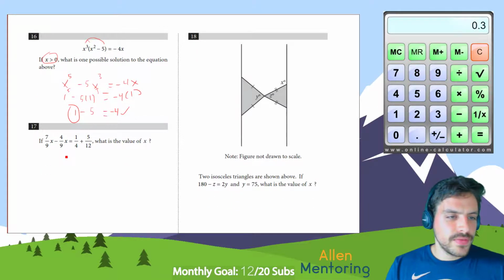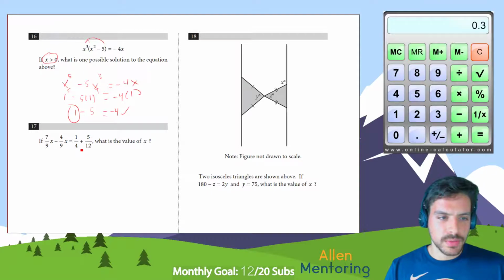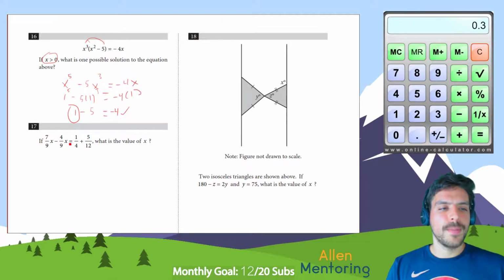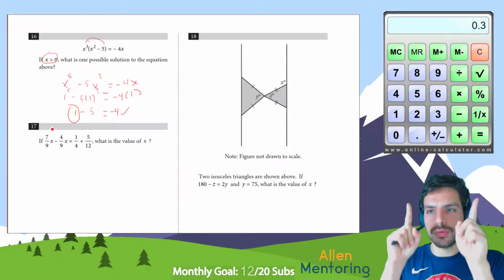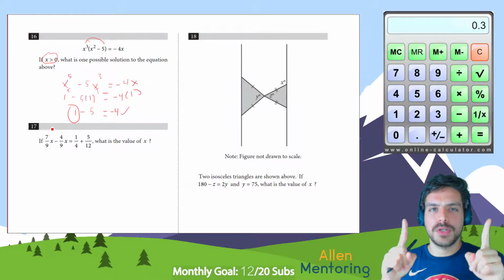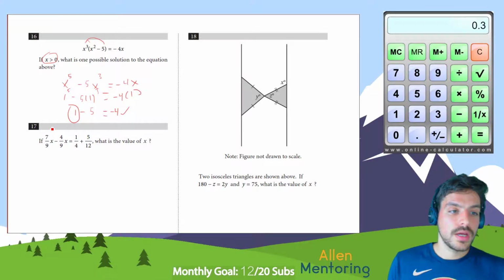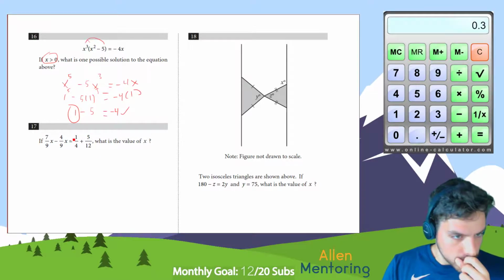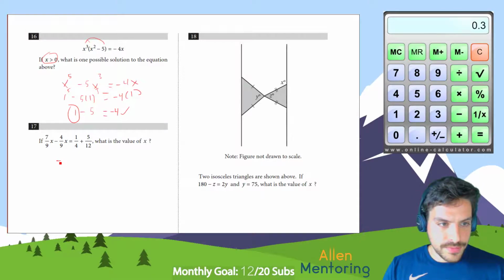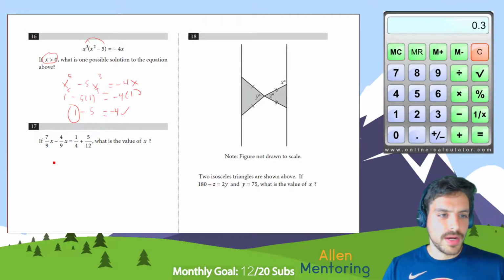Alrighty, if 7/9 x minus 4/9 x is equal to 1/4 plus 5/12, what is the value of x? So we probably want to combine both sides into a single fraction each. And once we have that, we can use cross multiplication like we've done already twice on this test to solve for x. So let's see. 7/9 minus 4/9 is equal to 3/9. Okay, x is equal to 1/4 plus 5/12.